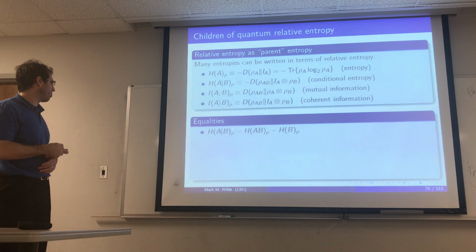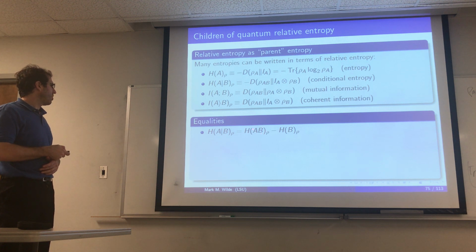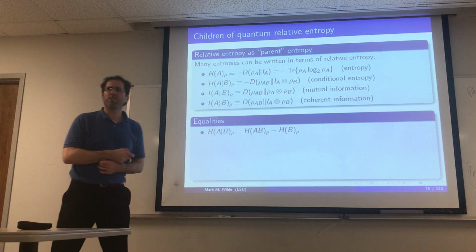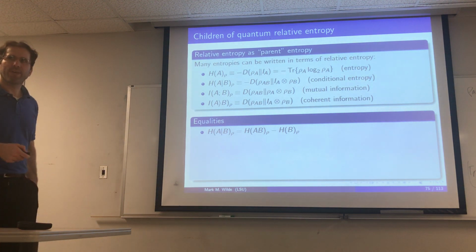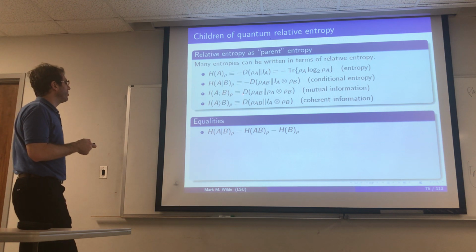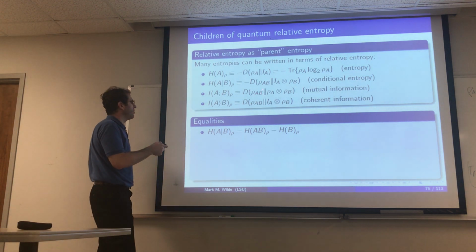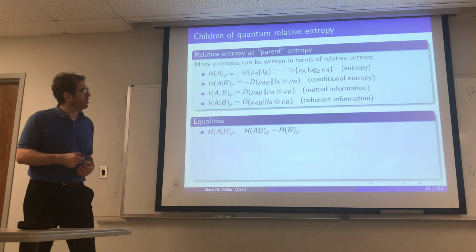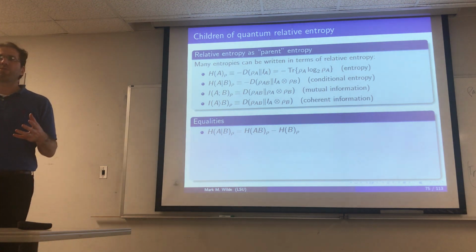Conditional entropy can also be defined as the difference of a joint entropy with a marginal entropy. Another important measure is mutual information. That's what you get when you plug in a bipartite density operator, and as the other choice, you plug in the tensor product of the marginals.